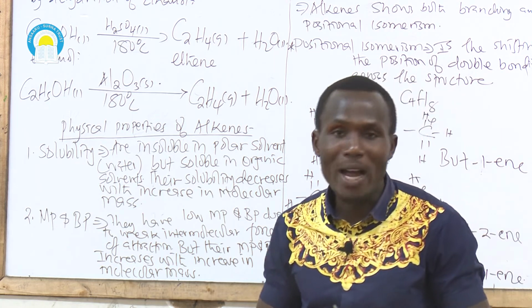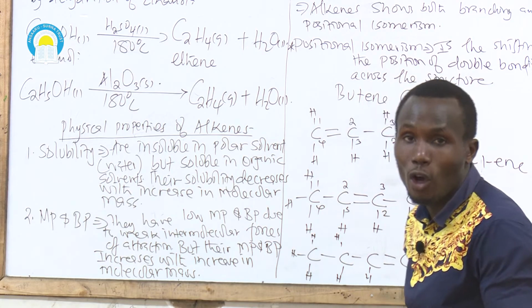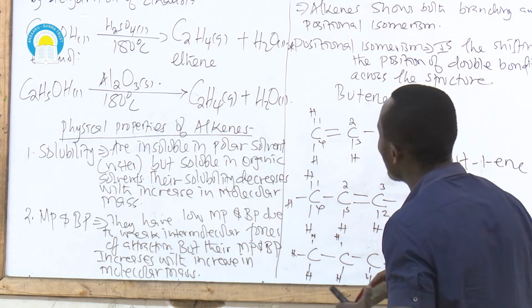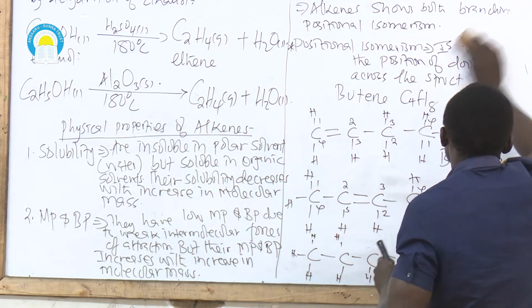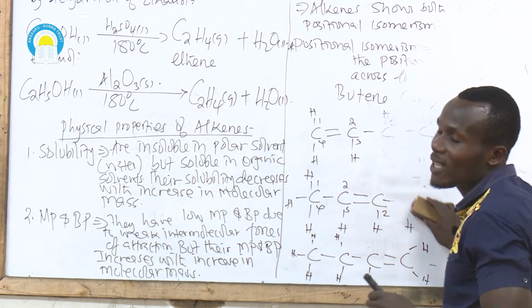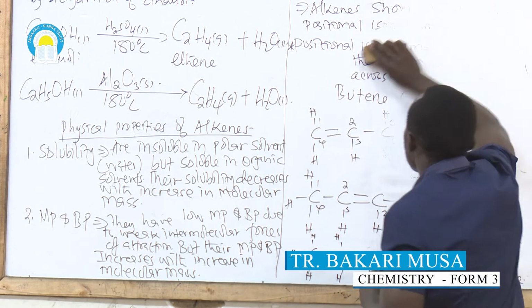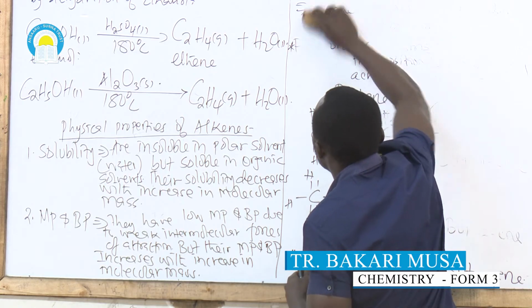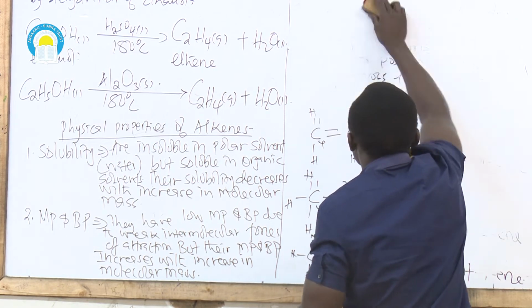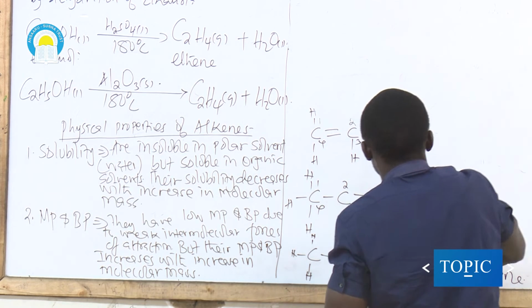Then the next subtopic under alkenes is chemical properties. What are some of the chemical properties of alkenes? When we talk about chemical properties, we mean how alkenes react with other chemicals or other substances. So we check on chemical properties of alkenes.